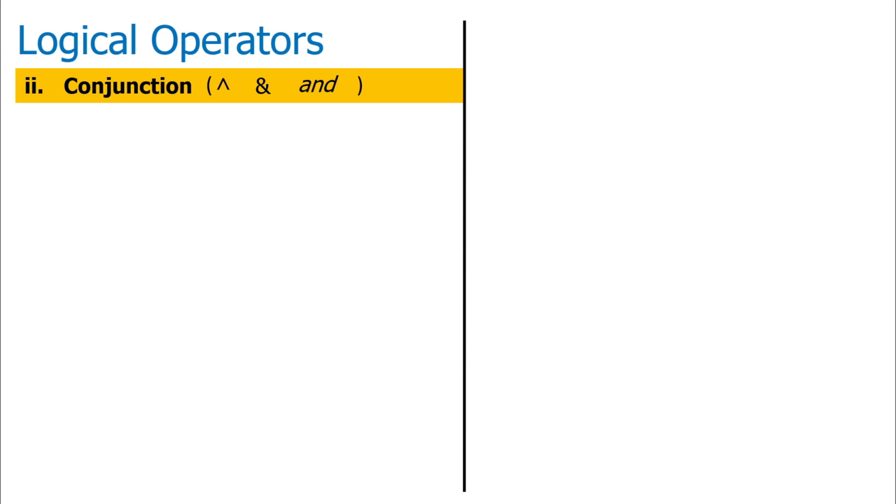First, let's look at a few examples to understand how two different propositions can be combined by using the conjunction logical operator. 10 is divisible by 5 and 5 is an odd number. This statement contains two propositions. 10 is divisible by 5 is the first one, and the second one is 5 is an odd number. These two propositions are combined by the conjunction operator AND.